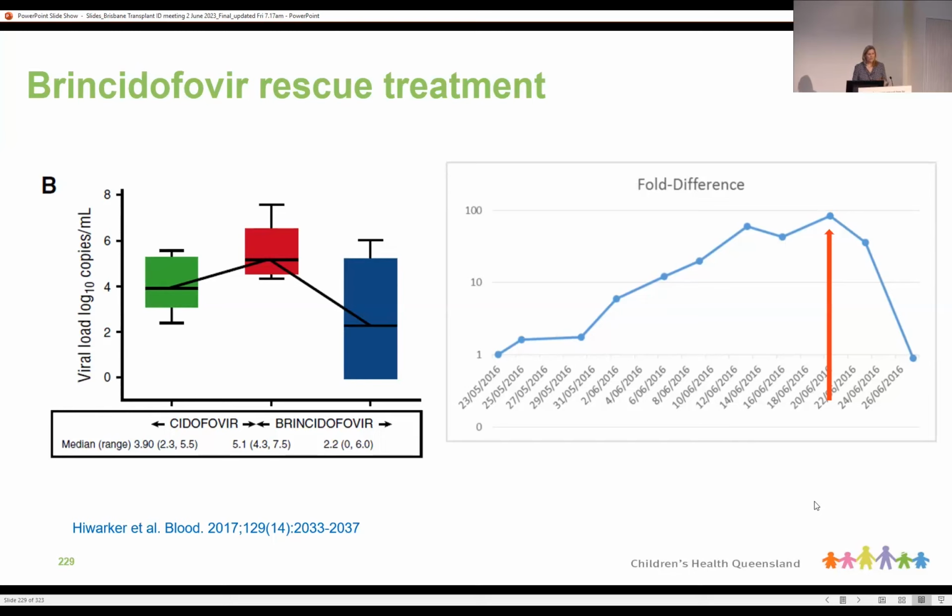This child had an increasing viral load with cidofovir, was given brincidofovir at the red arrow, and the adenoviral PCR decreased significantly. It's just a great shame that brincidofovir is licensed for smallpox, very useful, and is being repurposed for monkeypox, which is great, but is difficult, if not impossible, to get currently.